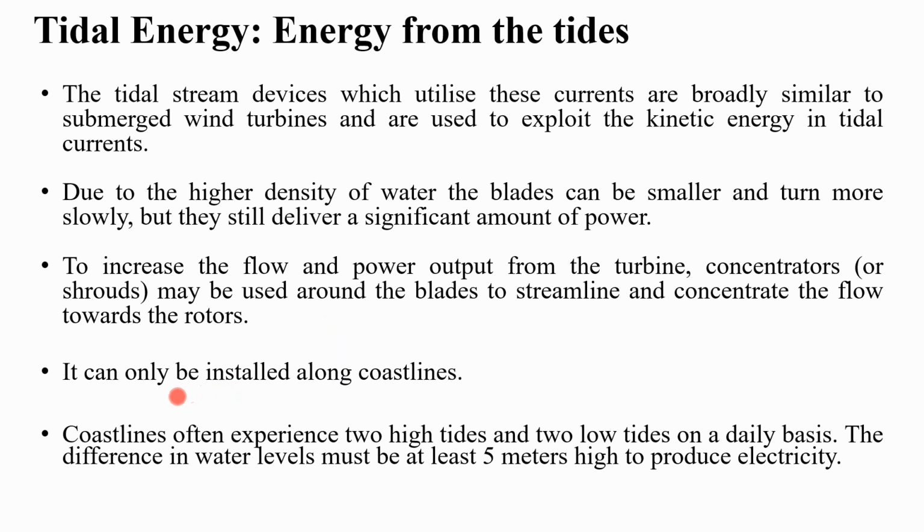Right? So this can be installed only along the coastline. Coastline means around the border of the ocean. Coastlines often experience two high tides and two low tides on a daily basis. The difference in water level must be at least 5 meters to produce electricity. That is, the tide's height must be at least 5 meters.